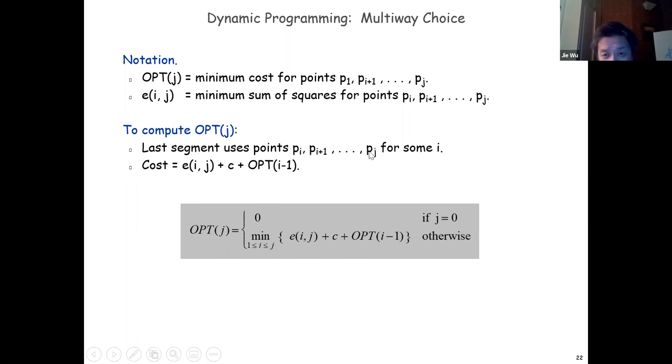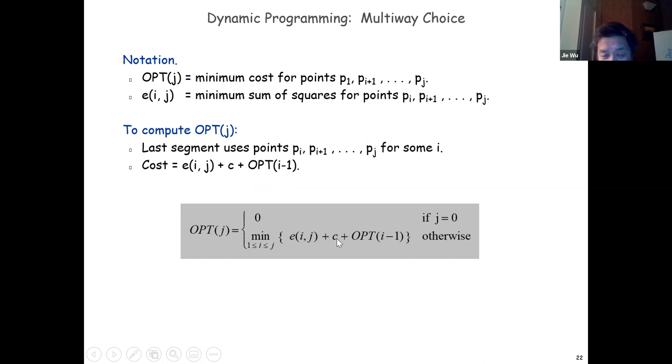Obviously, when you add one line, you will have an error, right? This error calculation is from I to J: the least square error, the sum of the squares error, plus the cost of a line. Then, before I, you just repeat with a recursive call. So let me repeat: you need to find a point, the middle I. From I to J, you have one last segment, which is one line.